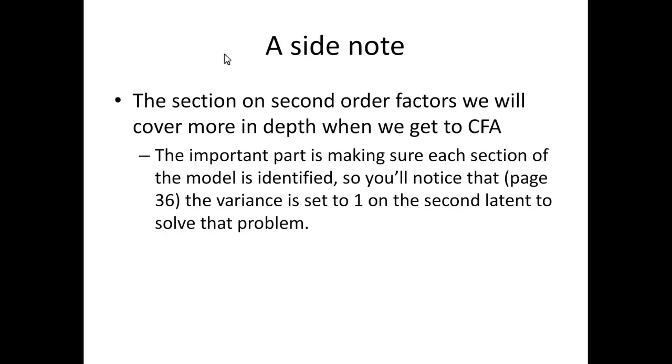Another side note, this particular chapter that you should be reading talks a lot about second order factors in CFA. We're going to get to that later. But really he's talking in this section about making sure each section of the model is identified. So sometimes what you'll see is the measurement model has one reference variable and the full structural model part has another reference variable. And you just sort of have to play with that to see what sort of configuration works best for the model you're working on. And that's the general pattern, where there is a reference variable for the measurement model. The structural part is usually a variance set to 1.